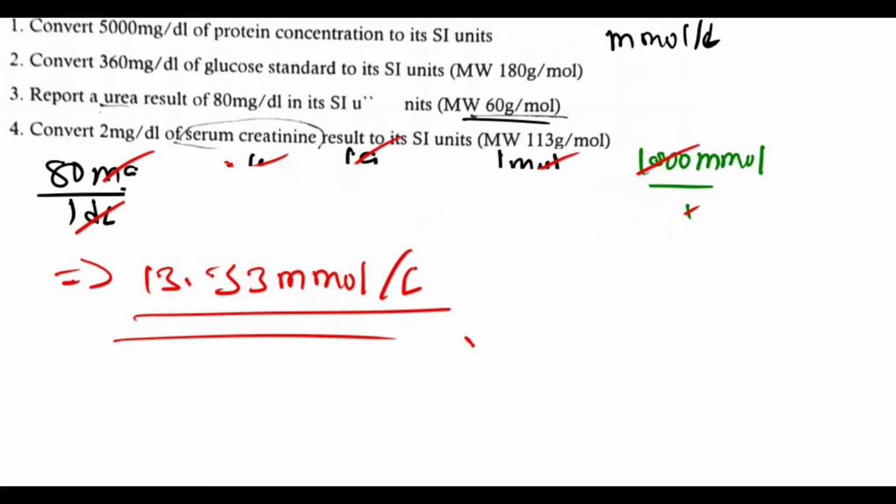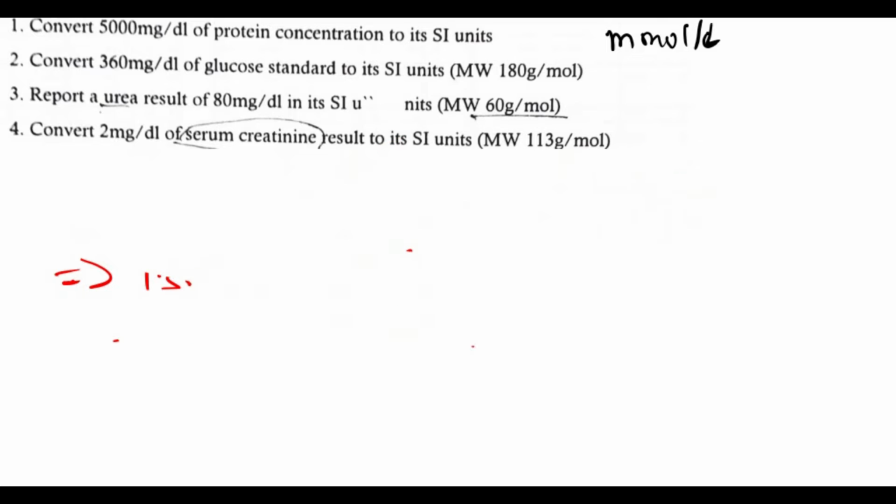So try question 4. The same method, try question 4. You see if you'll be able to get the same answer I'm going to get. So question 4 is saying convert 2 milligrams per deciliter of serum creatinine results to its SI units. So we have been given the SI unit for serum creatinine. We need to know it. So the SI unit for serum creatinine is a micromole per liter.